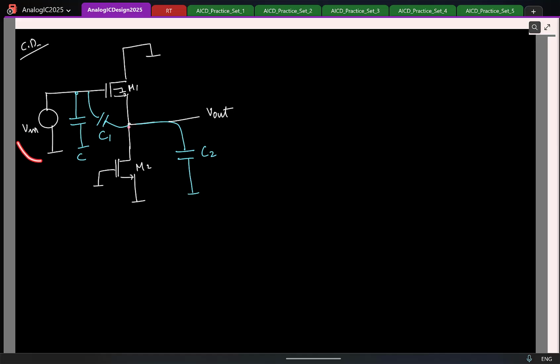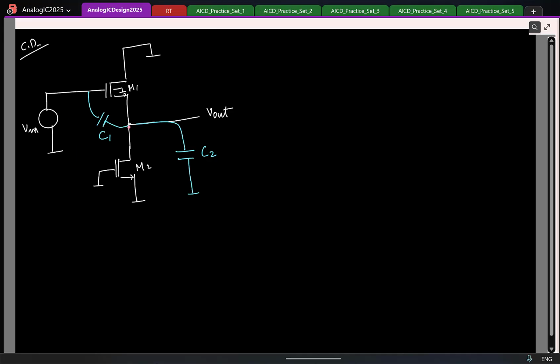So now tell me, I have an ideal voltage source and this capacitor C is in parallel to this voltage source. Do you think this capacitor is relevant? No, because it is in parallel to an ideal voltage source, so I can take it off. So I just have two capacitors, so let's look at poles and zeros.